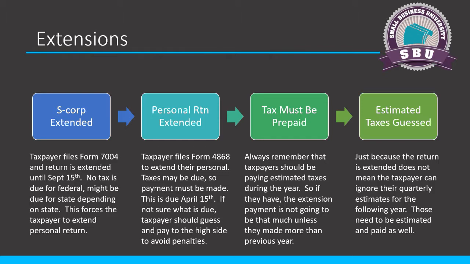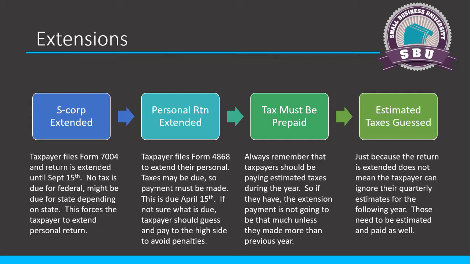The personal return is extended with something called the Form 4868, and taxes may be due on their personal return, so payments must be made. The extension and any payments are due April 15th. If the taxpayer is not sure what is due, the taxpayer has to guess. And typically we tell taxpayers to pay on the higher side of what they think things are going to be. That way, if their estimate is a little off, they still avoid late payment penalties.